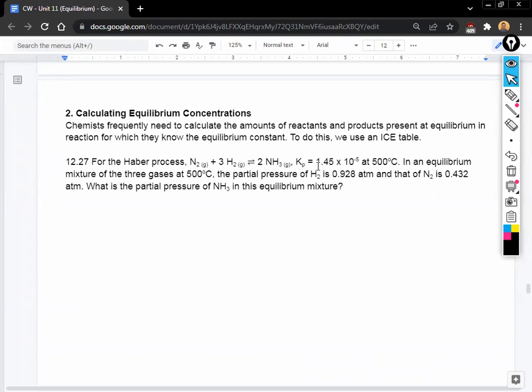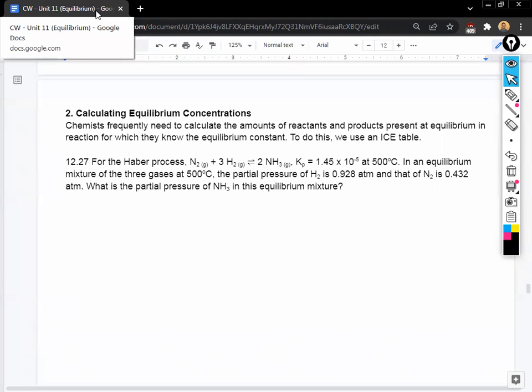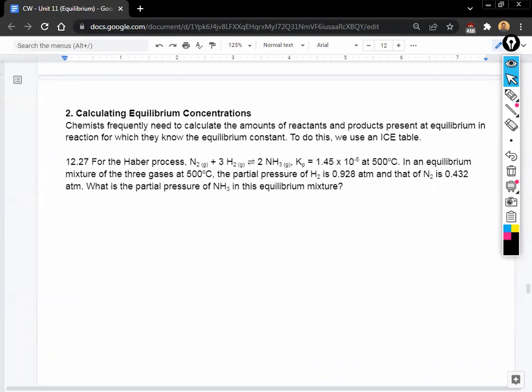It gives you a reaction up here and the equilibrium constant for partial pressure, and it gives you the partial pressures of H2 and N2. I want you guys to find the partial pressure of NH3 at equilibrium. I'll give you about 4 minutes to do this one. This one should be pretty quick. Make sure you read it carefully because you could skip a lot of steps. Okay, good luck, guys.